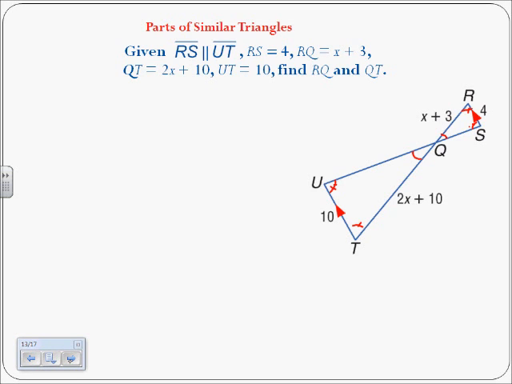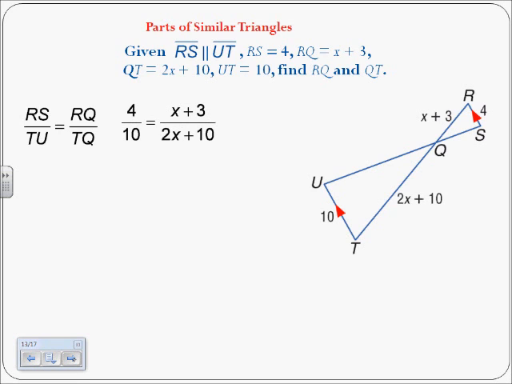We're trying to find RQ and QT, so we'll set up proportions to work with the information we have to solve. We know that RS over TU, which is the base sides, those two triangles on the outside, is equal to RQ over TQ. It's a proportion that we know to be true, seeing as how the triangles are similar. Putting in information that we know, that leads us to state that 4 over 10 is equal to x plus 3 over 2x plus 10.